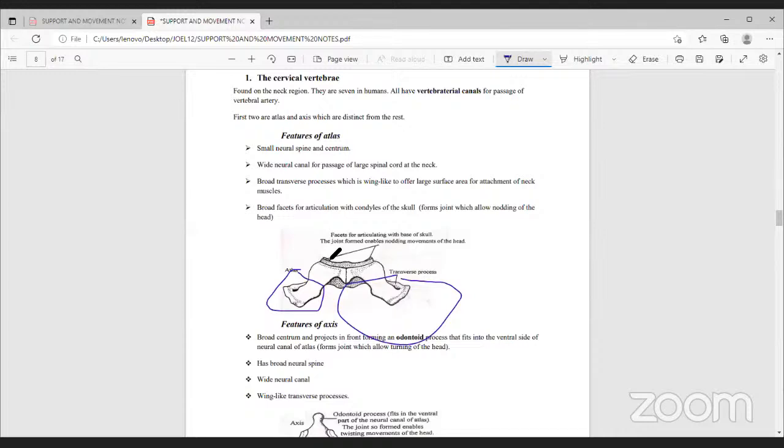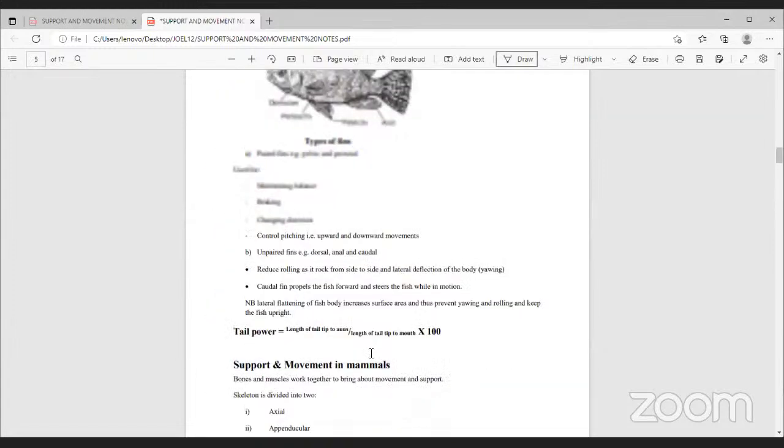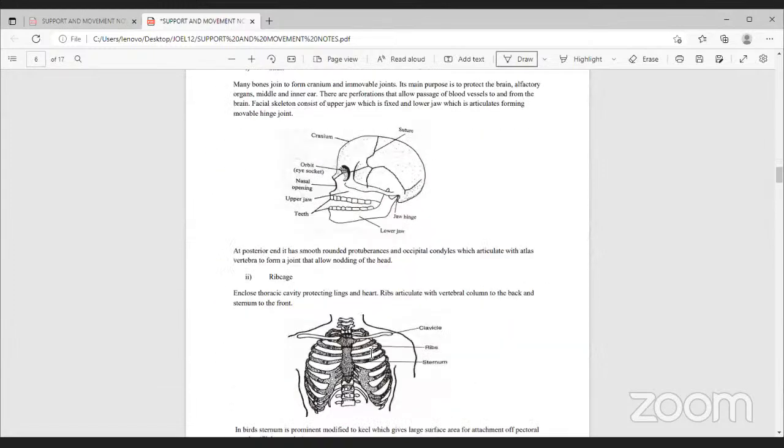I'll take you back a little, to the skull here. Look at this. Remember I told you here, that is where the atlas, look at the last point here. I told you that at the posterior end, the skull has smooth, rounded protuberances, the occipital condyles, which articulate with the atlas vertebra to form a joint that allows nodding of the head.